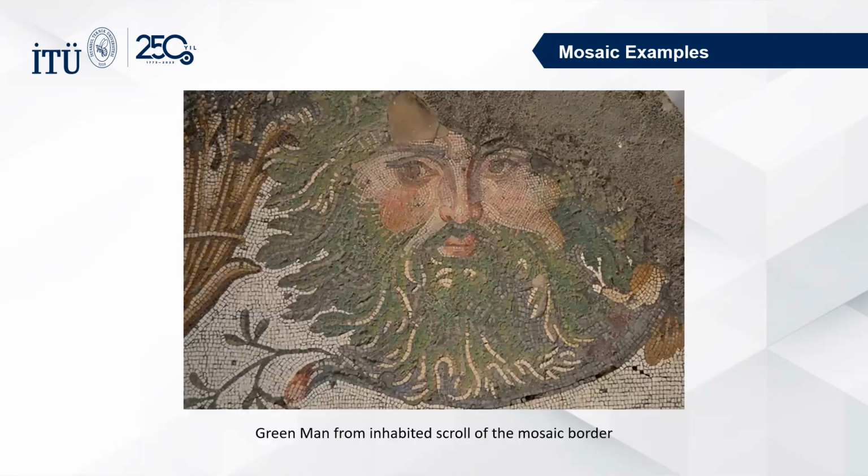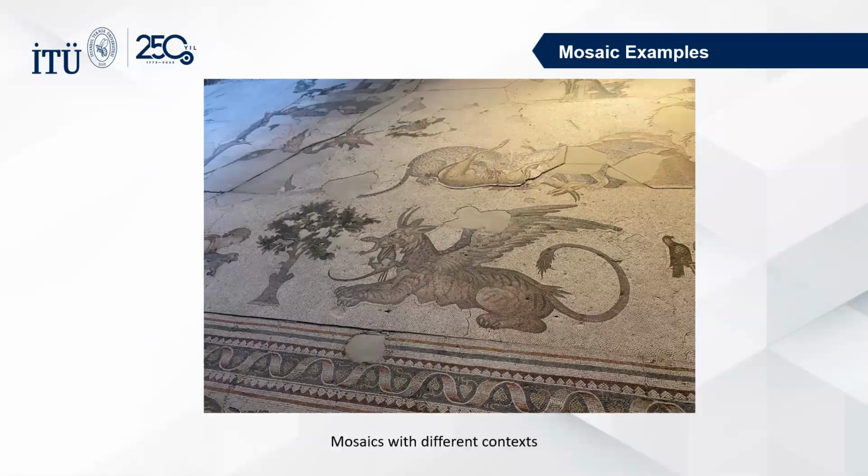And this is a green man from an inhabited scroll of the mosaic border, which is again preserved very well. This is a great thing about the Mosaic Museum because most of the mosaics look like they were made yesterday, but they're preserved very well. And this is some sort of mythological creature, and it shows us the mythological bond between the Byzantine era and the past, because they showed mythological creatures in their art, in the mosaics.